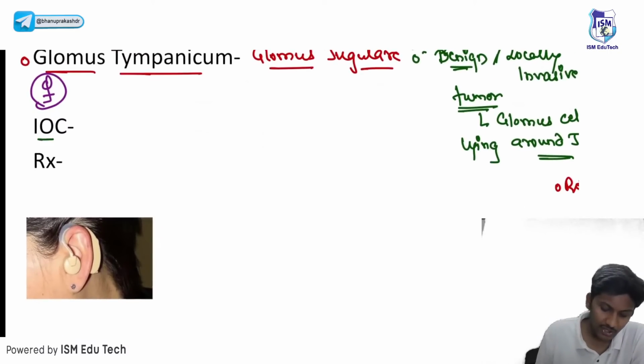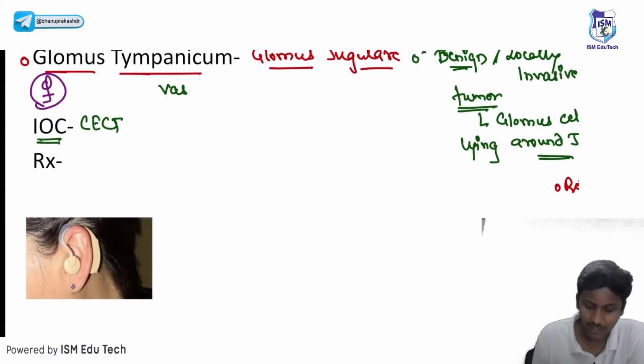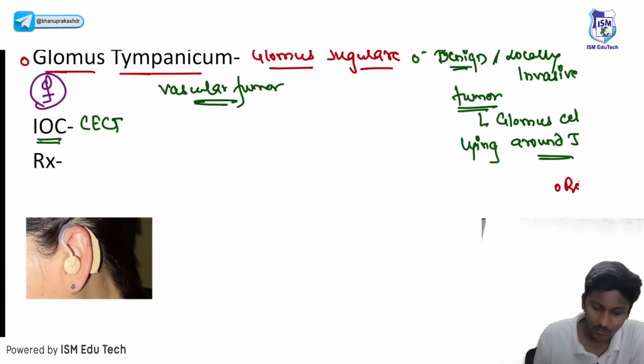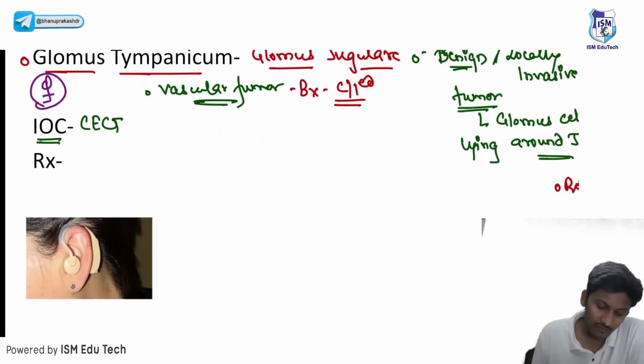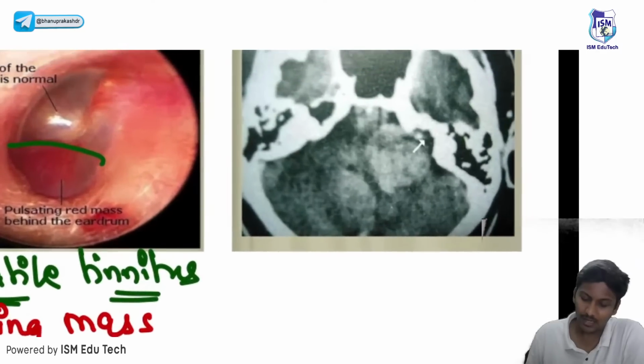What is the investigation of choice? As it is a vascular tumor, we know that in cases of vascular tumors, biopsy is absolutely contraindicated, because the patient can bleed to death on the OT table itself. Therefore, the investigation of choice is a CECT, a contrast enhanced CT scan. And on contrast enhanced CT scan, you will be able to see this classical sign.